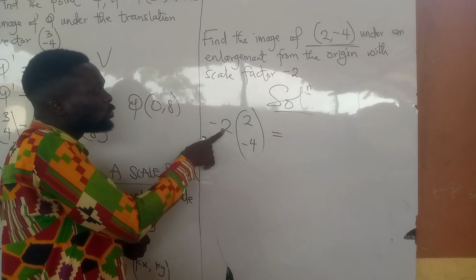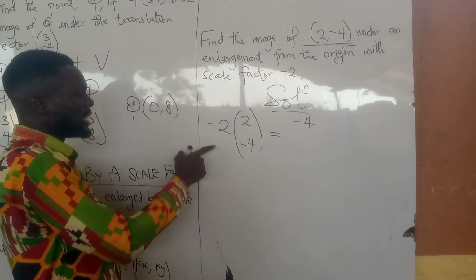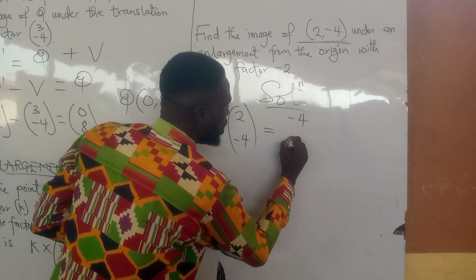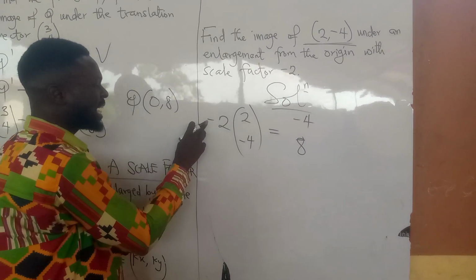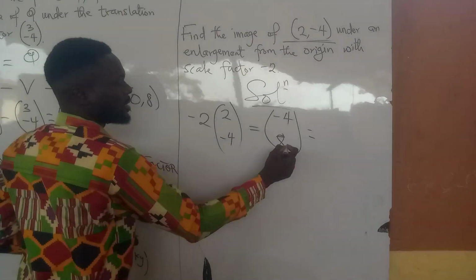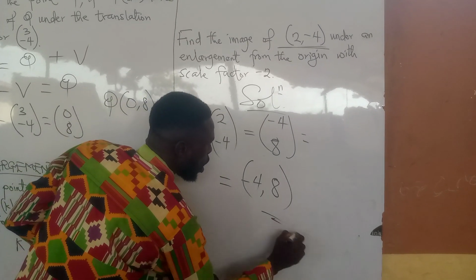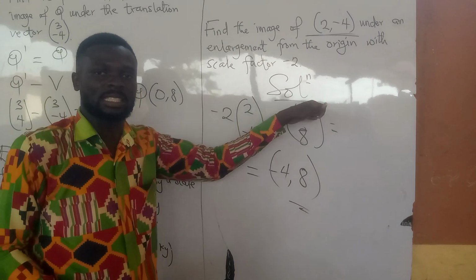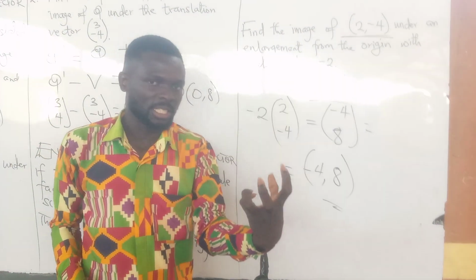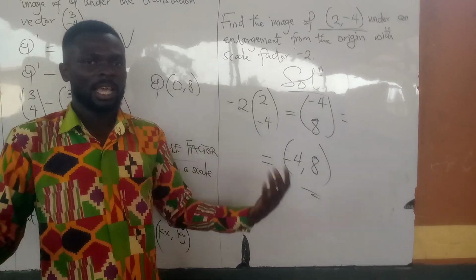So you have -2 times 2, which gives you -4. Then you have -2 times -4, which gives you 8, because negative times negative is positive. So the image is (-4, 8). When you write your answer, write it in coordinate form, because we are dealing with points, not vectors. The vectors just help us make the calculation easier.